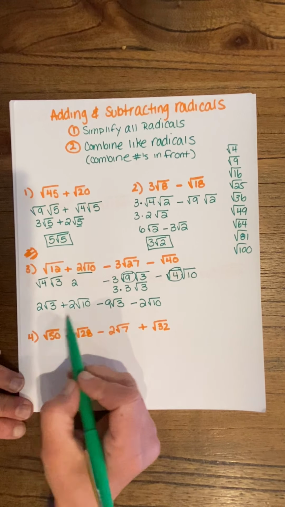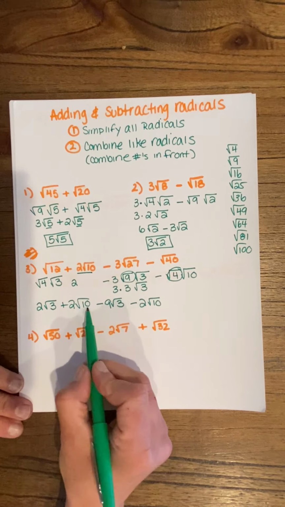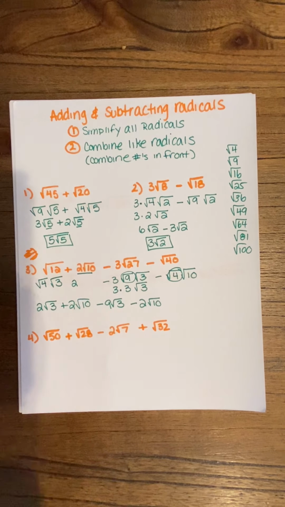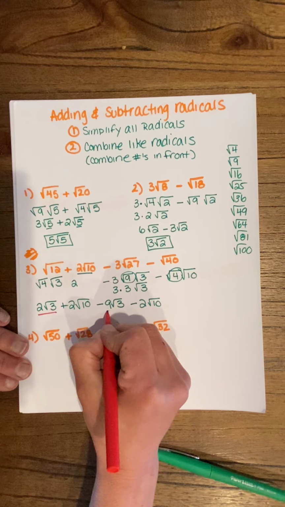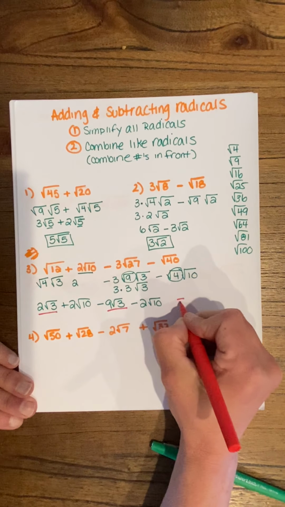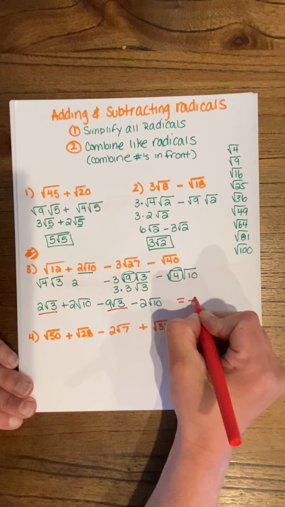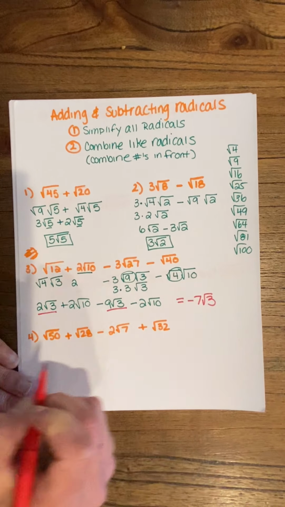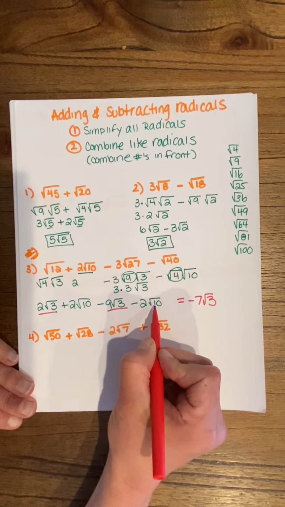Now notice they're not all like terms. I have a couple that have rad 3s in them and a couple that have rad 10s in them. Remember, I can only combine the like radicals here. So I can combine the 2 rad 3 and the 9 rad 3. Okay, so if I just combine in front, 2 minus 9 is negative 7. And then I can combine the 2 rad 10 and the negative 2 rad 10.